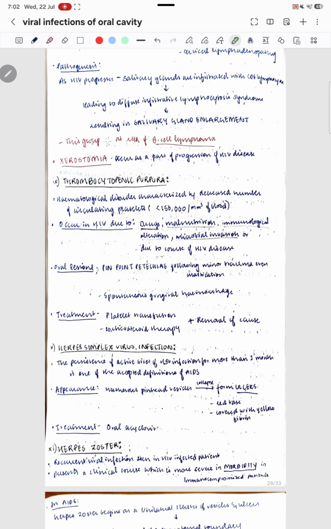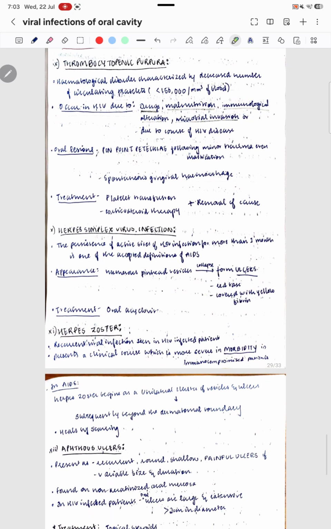What is lymphocytosis syndrome? Lymph nodes and lymphocytes enlarge in size and they spread to the nearby organs. So salivary gland enlargement is occurring. This group is at risk of B-cell lymphoma as well, because it is affecting lymph nodes and lymphocytes. Xerostomia could also occur as a part of this disease progression.